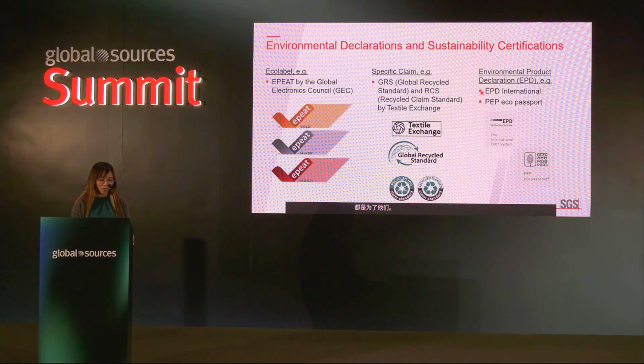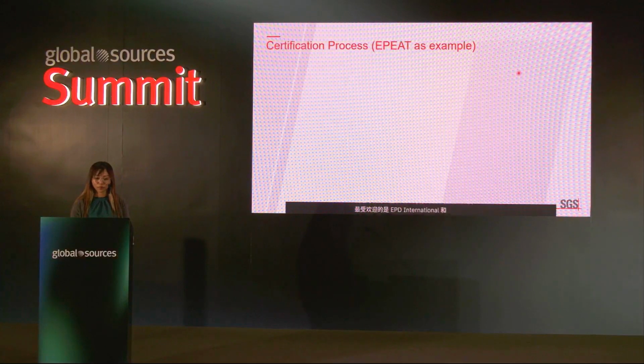Apart from SGS marks, we can also assist with some external certifications. The examples here include the Eco label and the EPEAT label, hosted by the Global Electronics Council, the GEC. It classifies products into different ratings: gold, silver, and bronze. And actually, the sustainability criteria we quote today are referenced from the criteria under this program. We also assist with some specific claims on recycled content, and we can also provide assistance with some EPDs, the Environmental Product Declaration, the most popular being EPD International and the PEP Eco Passport.